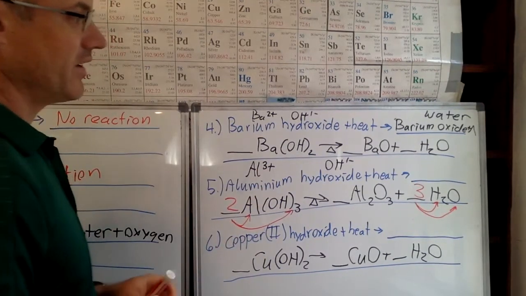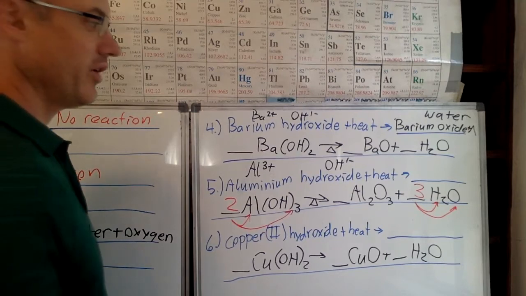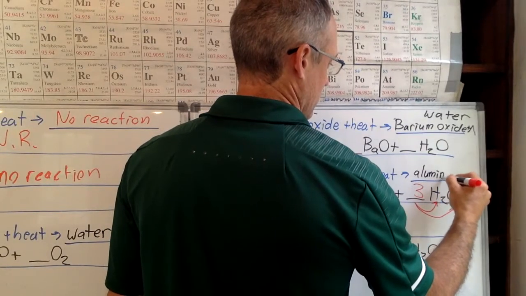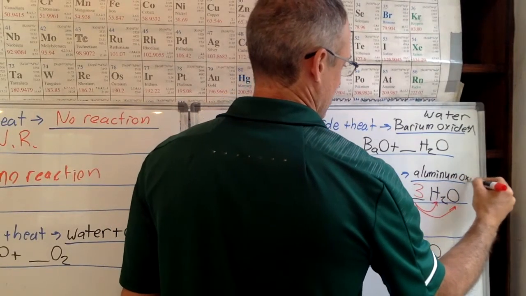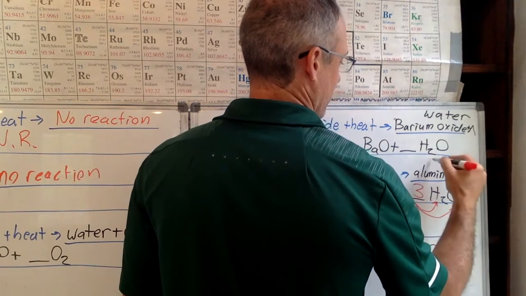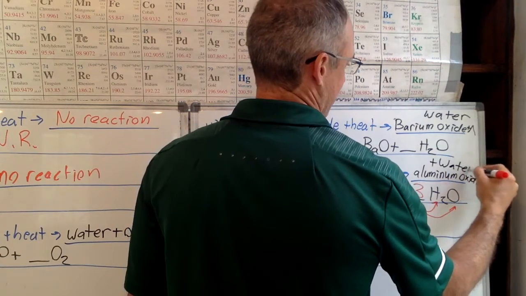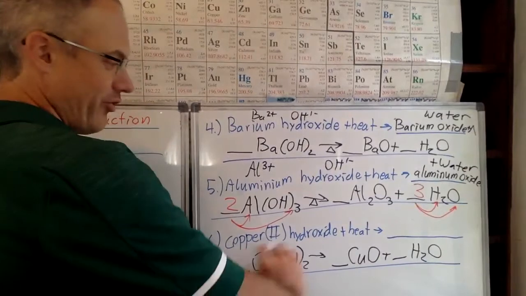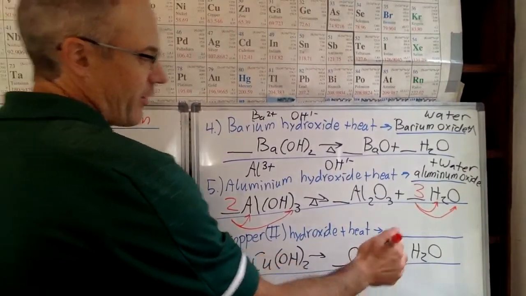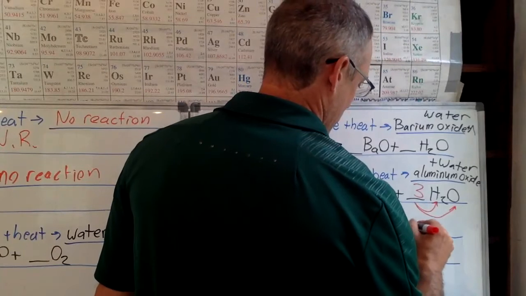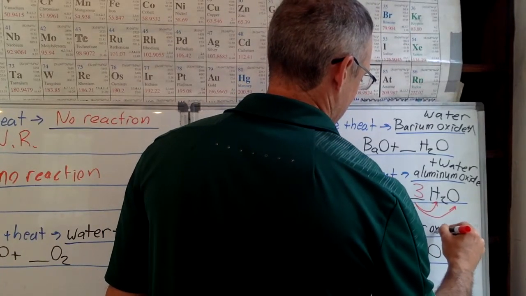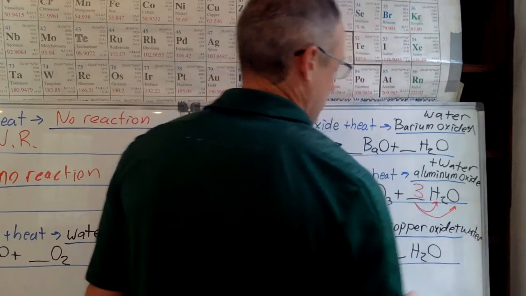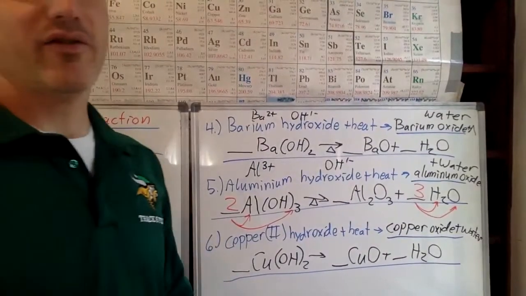All right, let's finish the word equation. So this is aluminum oxide and water. Not much room on these little boards here, sorry about that. And then this one we have copper 2 hydroxide, making copper oxide and water. So we have copper oxide and water, the two products from that reaction.